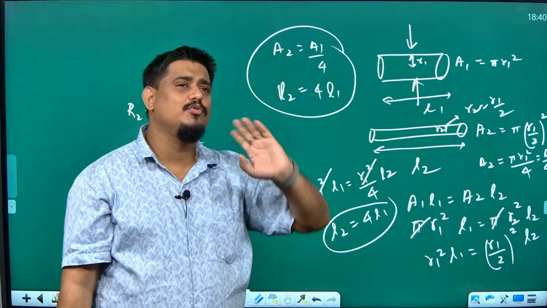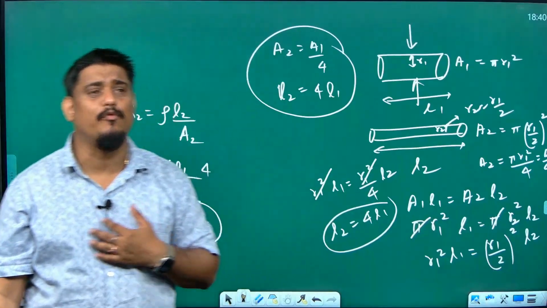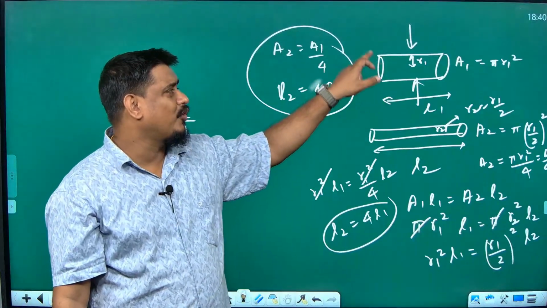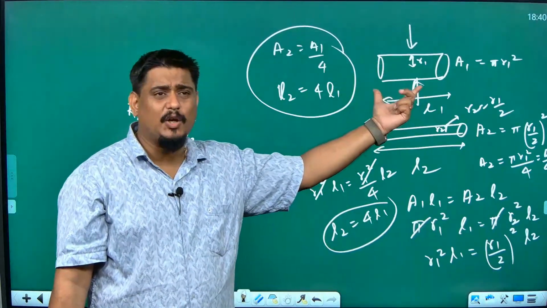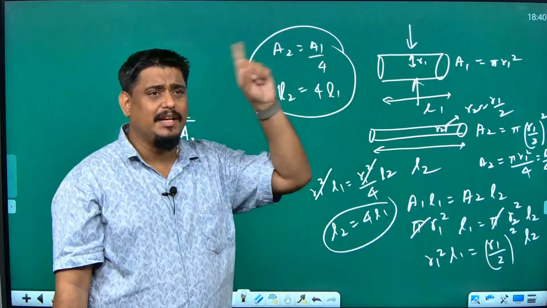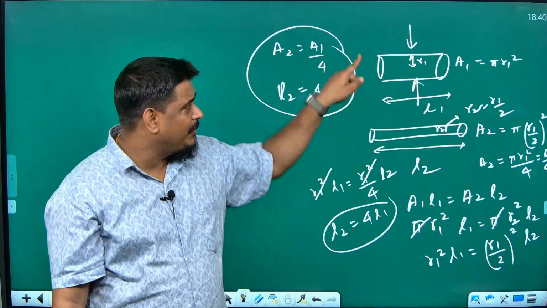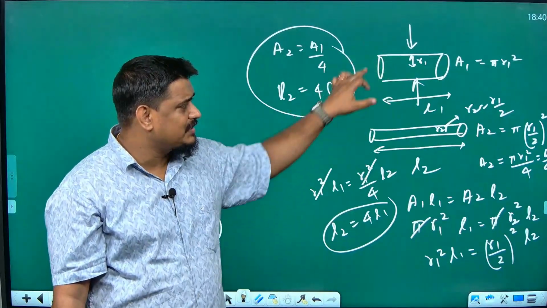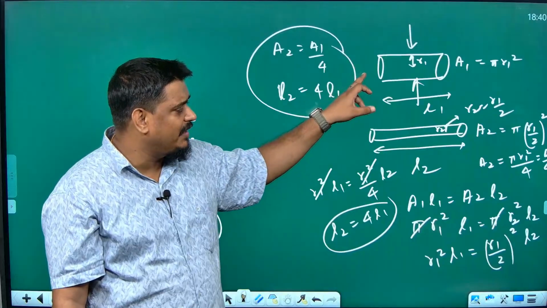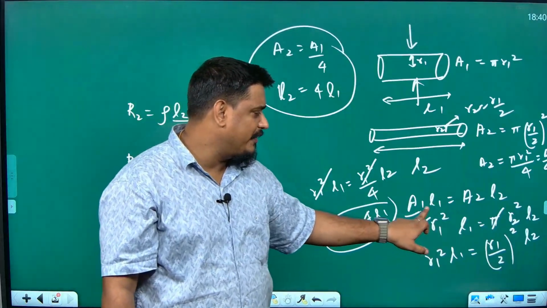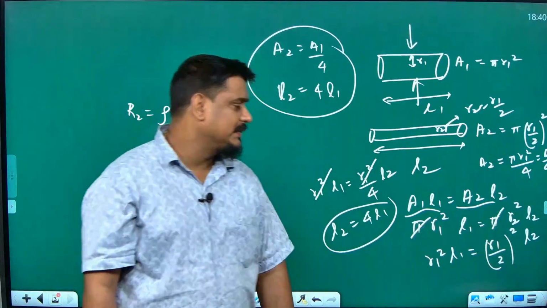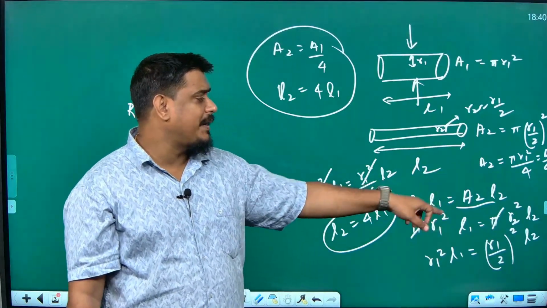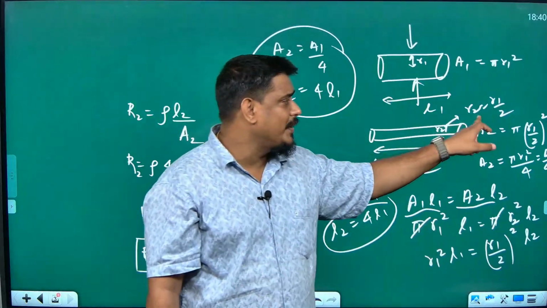For that, I am using the concept of conservation of volume. Initial volume will be area of cross section into height. I hope you know that cylinder volume is area of cross section into height. So it will be A1 into L1, and in the case of these two wires, the volume will be the same. It means A1 L1 is equal to A2 L2. A1 is pi R1 square and A2 is pi R2 square. They have given the value of R2 as R1 by 2.